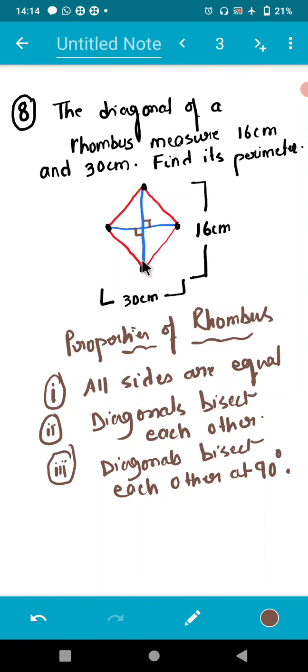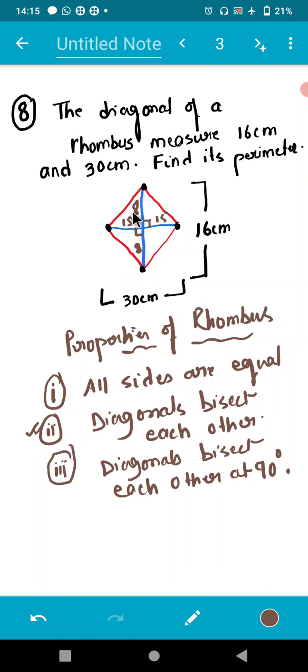Assume that this vertical diagonal measures 16 centimeter and this horizontal diagonal measures 30 centimeter. Now according to the second property, diagonals bisect each other. That means they equally divide. Now if this whole diagonal is 16, then this will be 8. This will be 8 because they bisect each other. And if this horizontal diagonal measures 30 centimeter, this part will be 15 and this part will be 15.